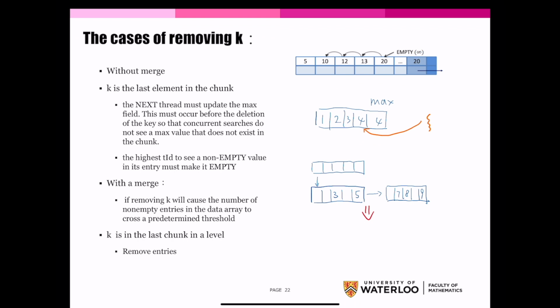Note that removing the key can cause several cases. First, without merge. For example, we delete 10 in the chunk, and then we just need to move every node after 10 to the previous position.